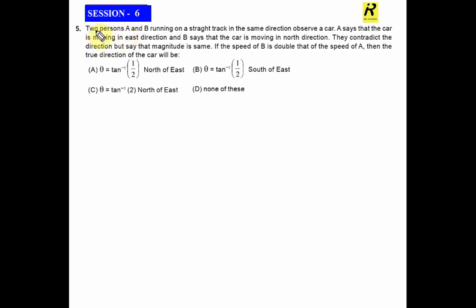Here in this question, there are two persons, A and B, running on a straight track and in the same direction. They observe a car. So A says that the car is moving in the east direction.